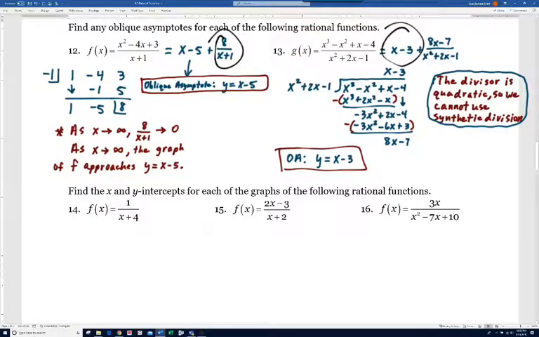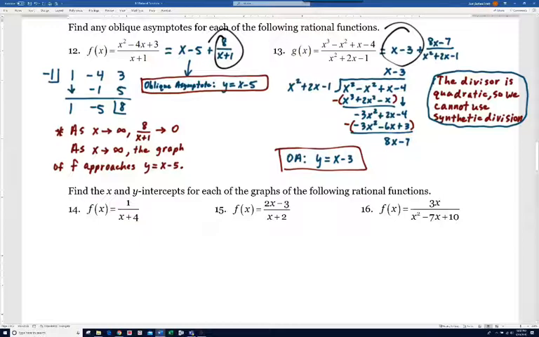All right, so let's do part 2 on rational functions. We're on number 14. It says find the x and y intercepts for each of the graphs of the following rational functions. When we're graphing rational functions, and it's really true when we're doing any kind of graph, finding x and y intercepts are usually pretty good points to find, especially the y-intercept, which is usually quite easy to find. So we're just going to practice finding intercepts here.